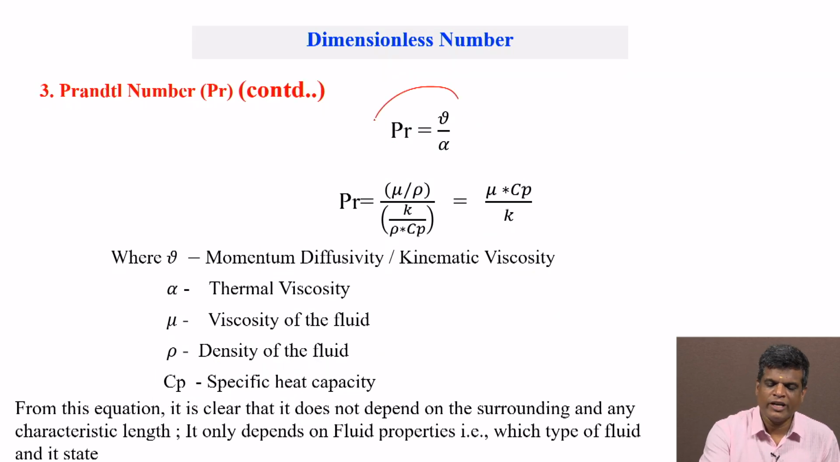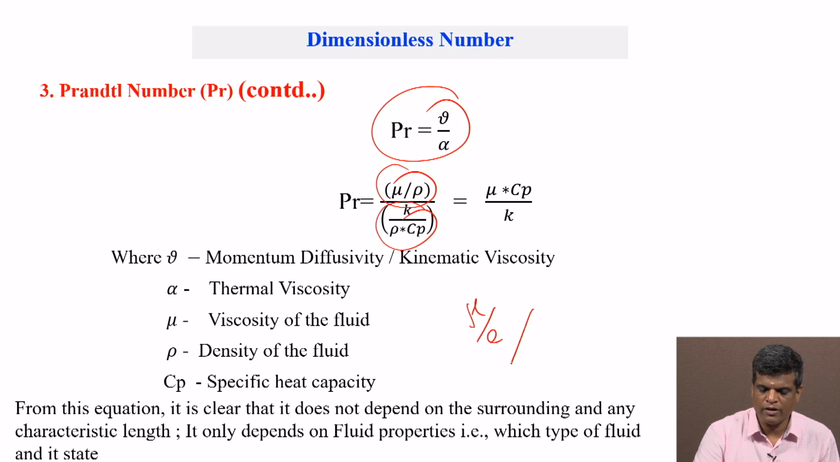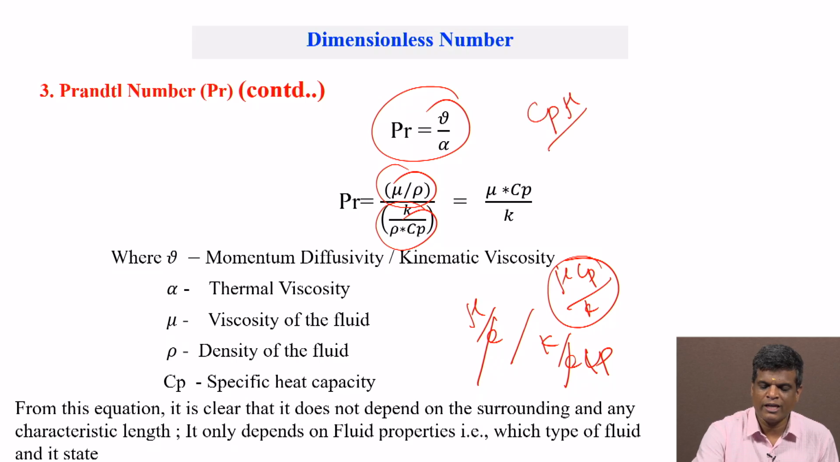So, the Prandtl number we discussed here: mu by rho, then K by rho Cp. Once we divide, the rho will get cancelled. So finally, it will come as mu Cp by K. Cp mu by K is what we always write as the Prandtl number. We will always use the full property of that one.